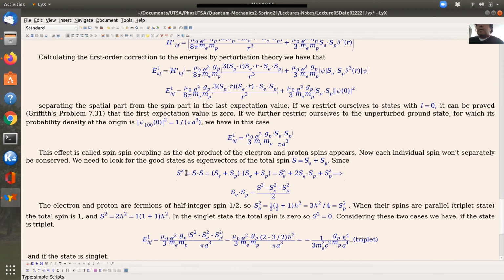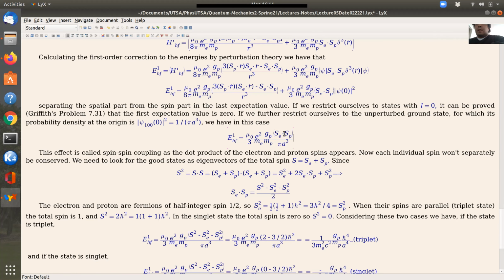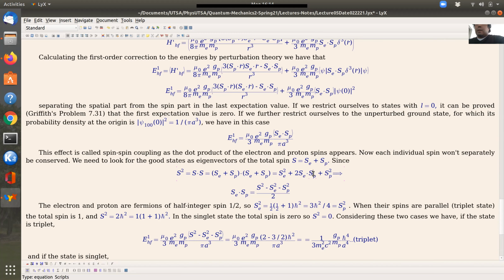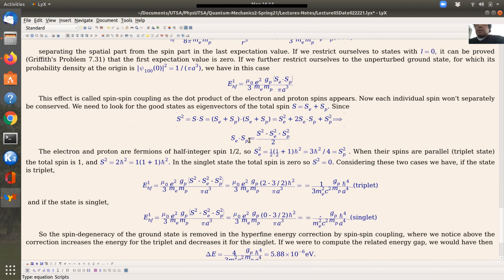And so we'll have the S squared operator appearing, which is S dot S. And we're going to obtain again the dot product of SE dot SP by plugging in the terms and then popping up with this one. So we have a similar formula, right? This dot product is equal to the total S squared minus the individual contributions of each one, divided by a factor of 2.